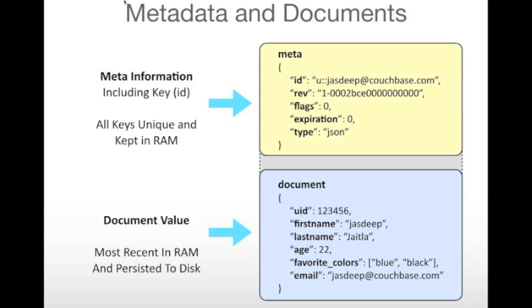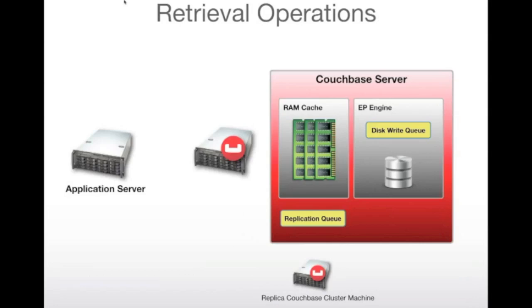The ID is the key, and then the value is the actual document. So the most recent value is kept in RAM, or if you've sized appropriately, all your document values are in RAM. And of course, those are also persisted to disk. So we have metadata and we have document data. The metadata, like I said, is kept in RAM at all times. This makes operations very quick in terms of determining whether a key exists or doesn't exist, as well as expiration. So retrieval operations, in this case we're doing a get operation, is going to come right out of the RAM cache.